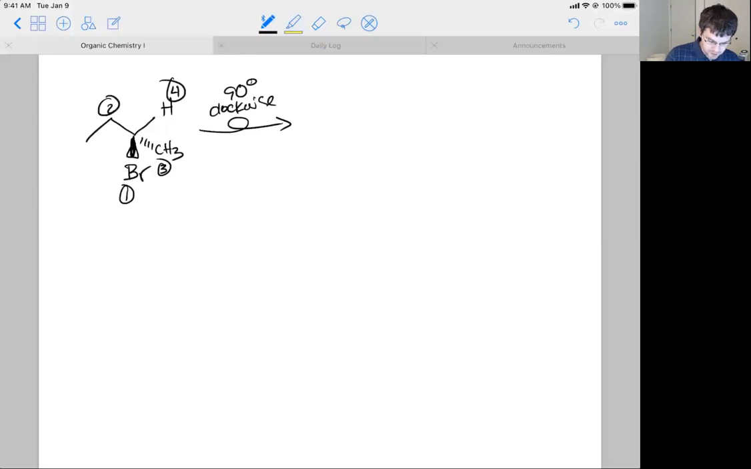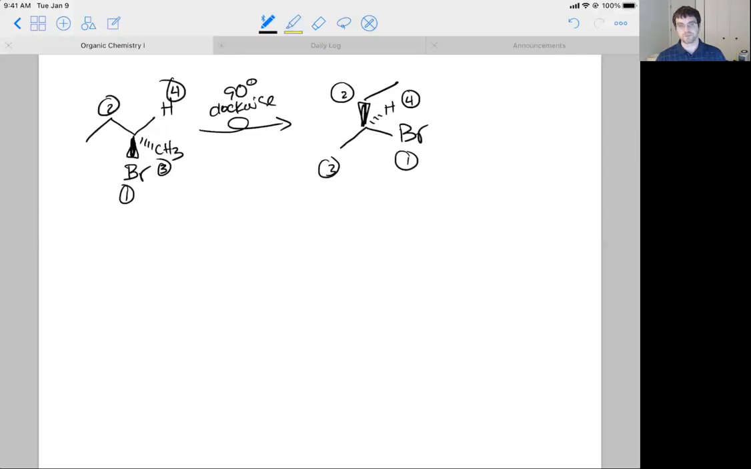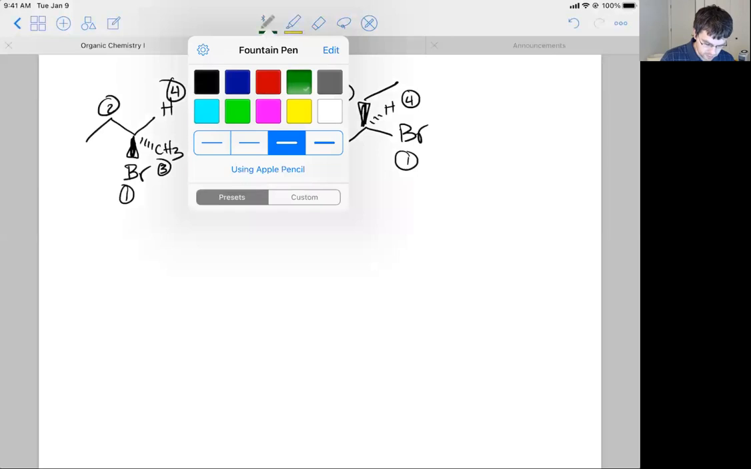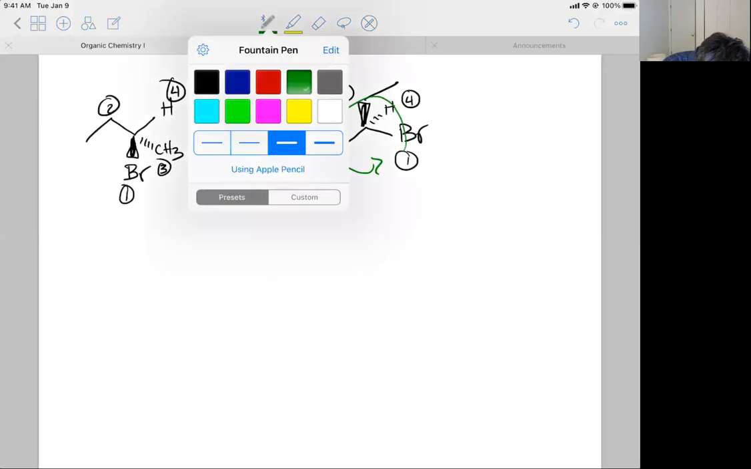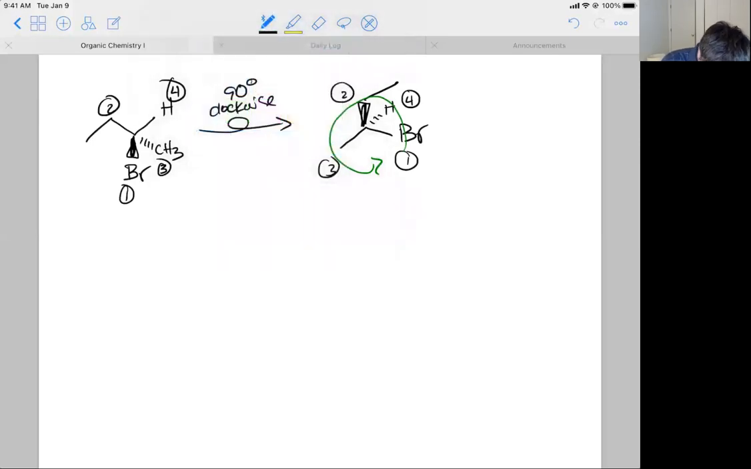Now, if I do that, I've got this situation, and I've got 4, 1, 3, 2. Okay, so now that number 4 is in the back, I can go 1 to 2 to 3, which is clockwise. So that's S. Okay. That was kind of a lot of work, right? I mean, a 90-degree clockwise rotation is something you do with a lot of practice. It would be nice if we had something systematic.